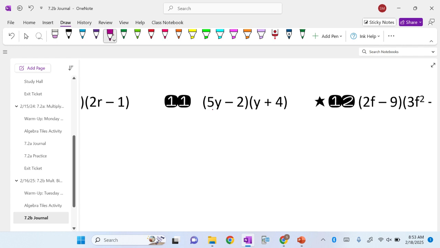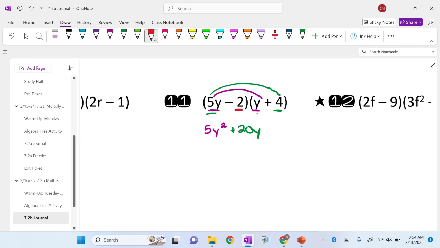I would do first, so multiplying first by first. So what's 5y times y? So guys, if you had 5 x's across the top and 1 x along the side and you multiply them together, what would you get? 5y squared. Good. You end up with 5x squared if you're thinking algebra tiles. What about if I did my outers? So 5y and 4. What's 5y times 4? 20y.